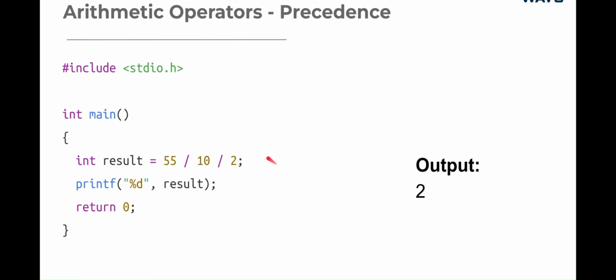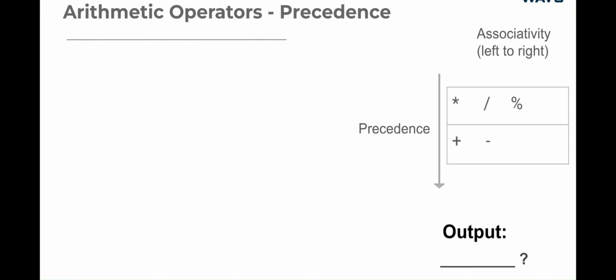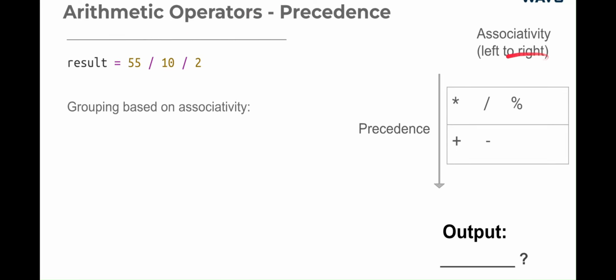Here is a simple one. Can you guess the output? Yes, the output will be 2. Why? Because let us see this process. Here d is an integer data type, which is used in C language. Let us see how the output is given. Here the result will be 55 divided by 10 divided by 2.